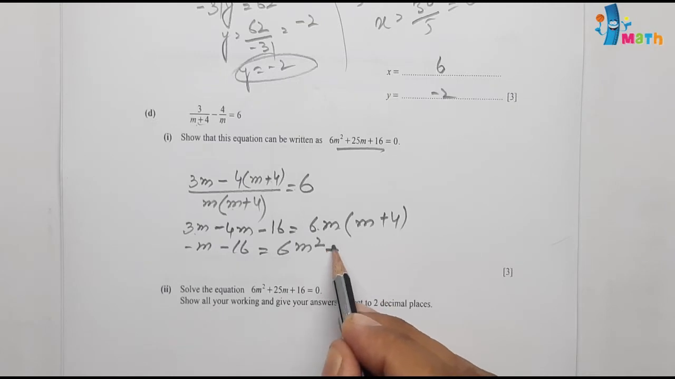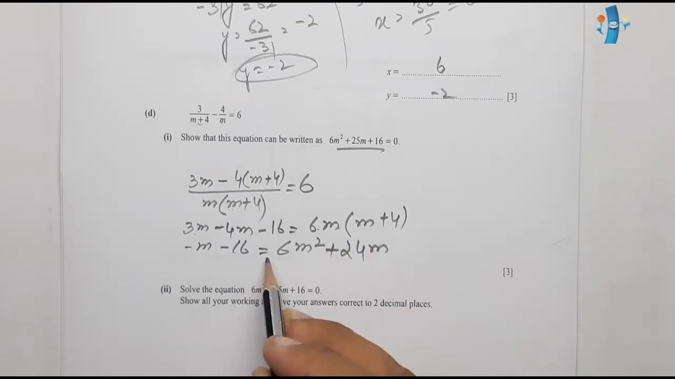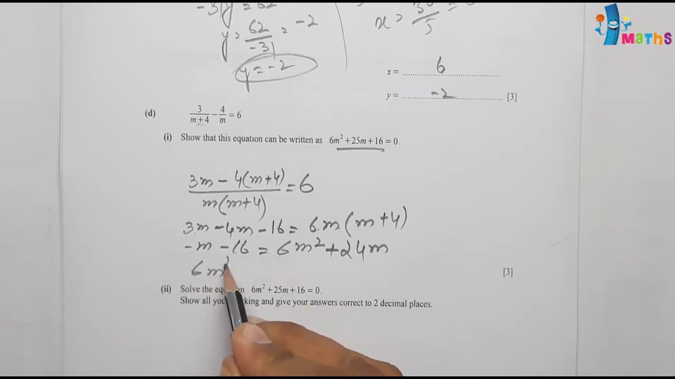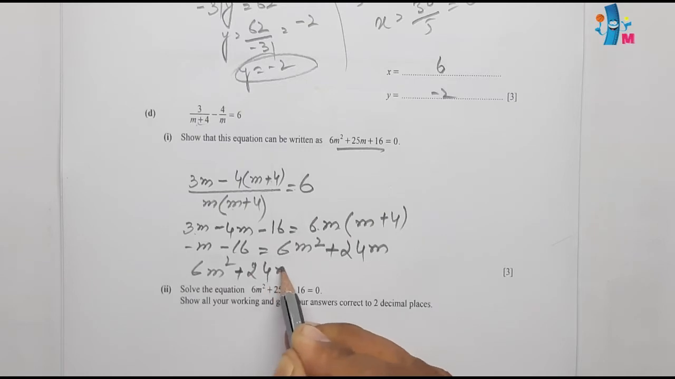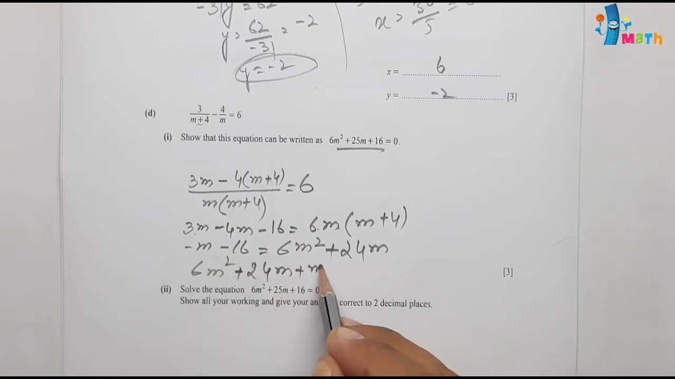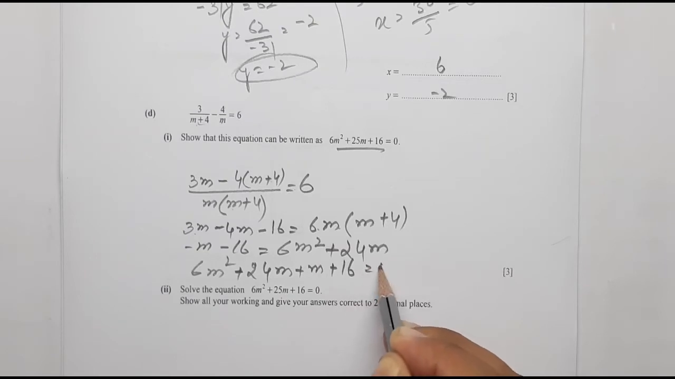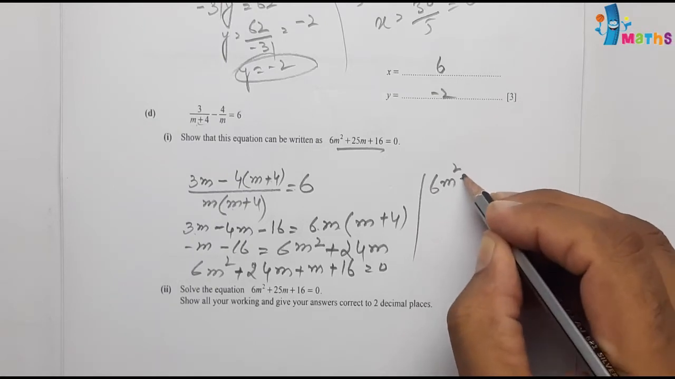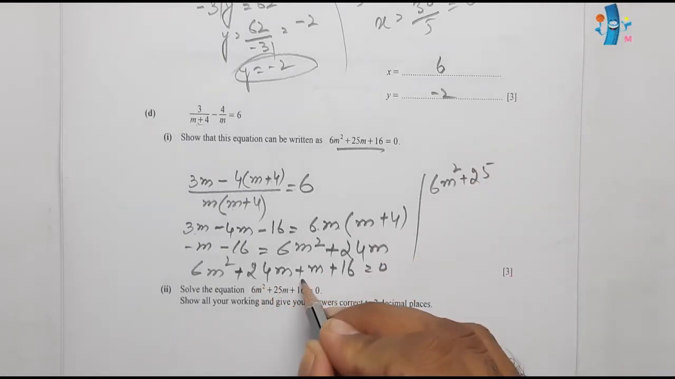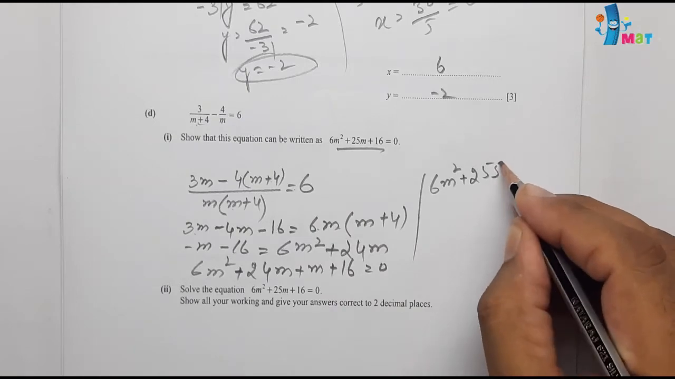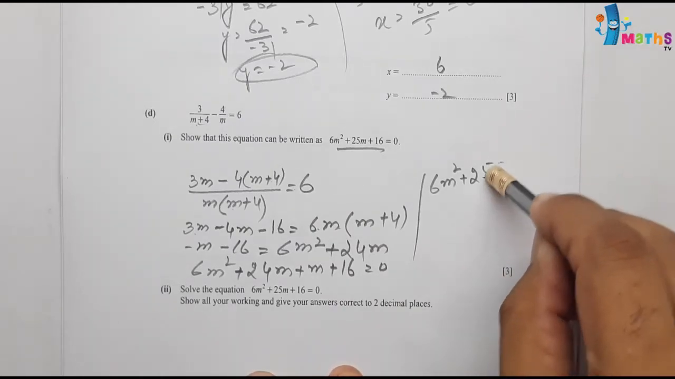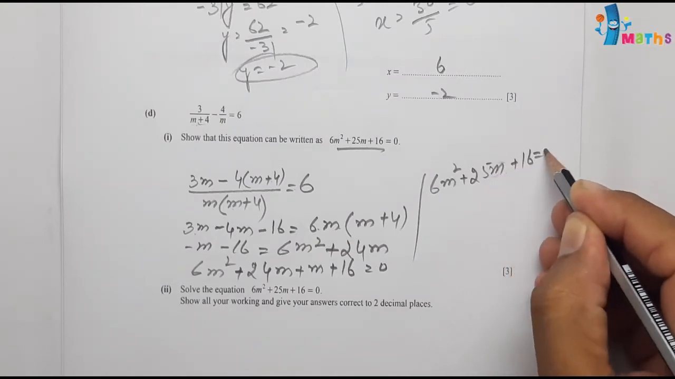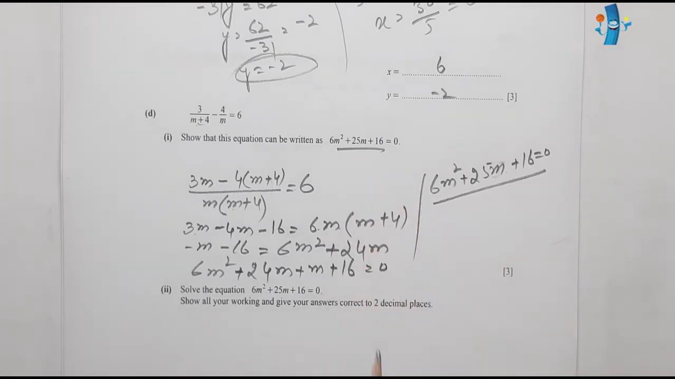This will be 6m squared plus 24m. So these two sides we can shift to the other side. So I will write this one, 6m squared plus 24m plus m plus 16 is equal to 0. So our final equation will be 6m squared plus 25m, 24 plus 1, 25m, plus 16 is equal to 0, which is the same as required equation.